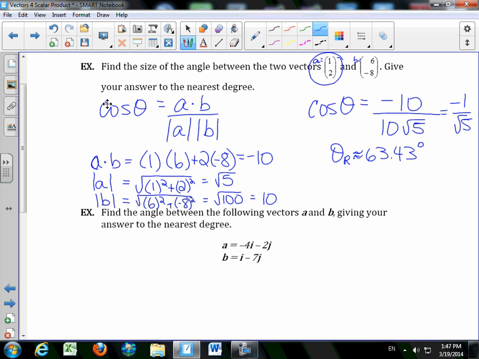But the 63.43 is in quadrant 1. Cos is not positive in quadrant 1. It's going to be negative in quadrant 2 or 4. This one's going to be in quadrant 2. So your theta is 180 minus 63.43, which works out to approximately 117 degrees. Because it's got to be negative. It's not going to be in quadrant 4 because that would be the outer angle. We want the angle between them.